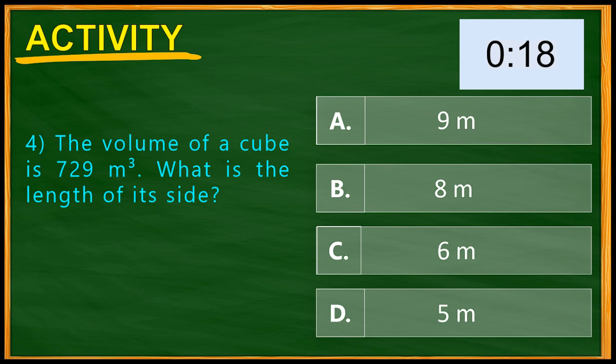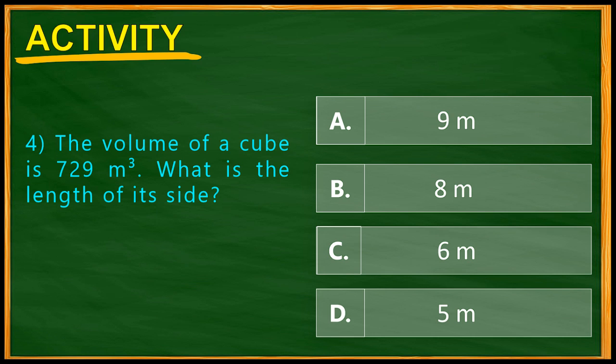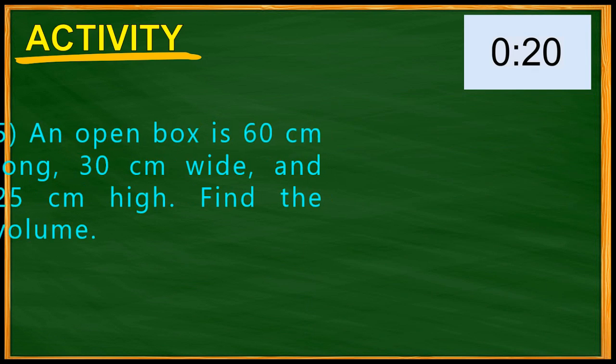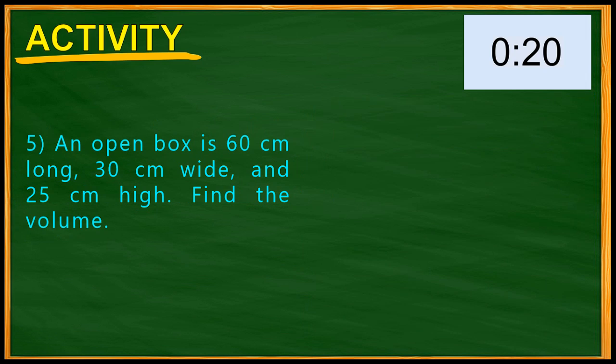You're going to find the length of each side of the cube. 10 seconds, grade 5 pupils. So use the guess and test or trial and error. Okay, time's up. Now let's reveal the answer. The answer is letter A. 9 times 9 times 9 is 729.